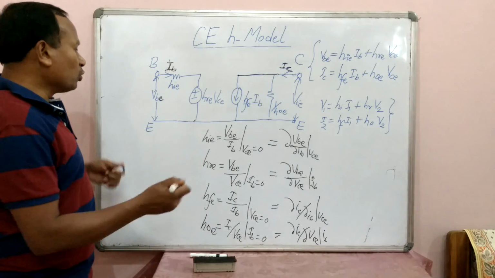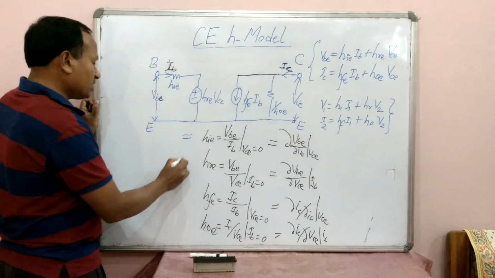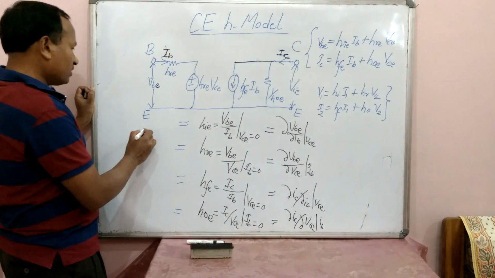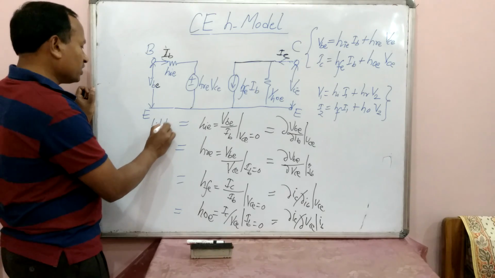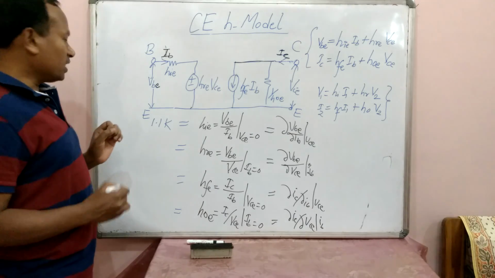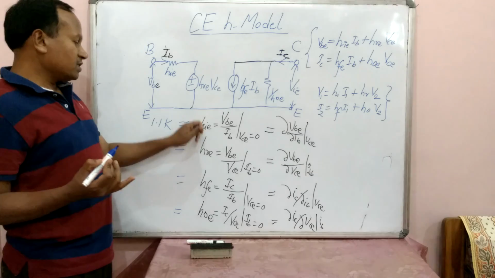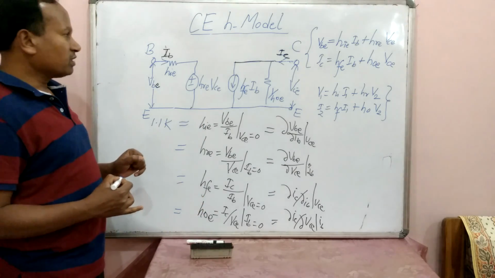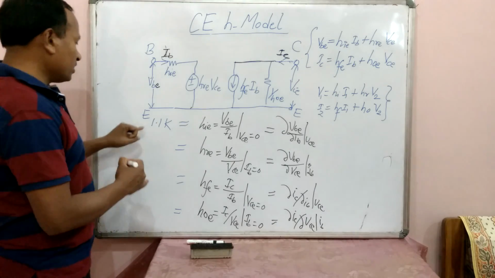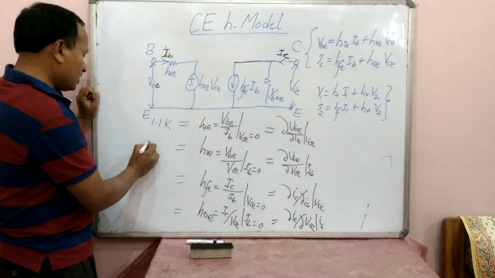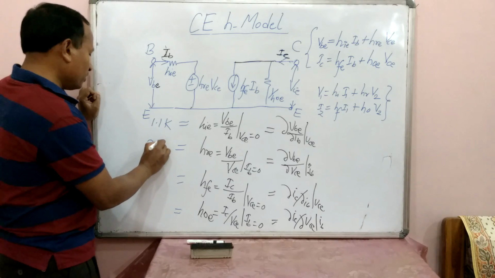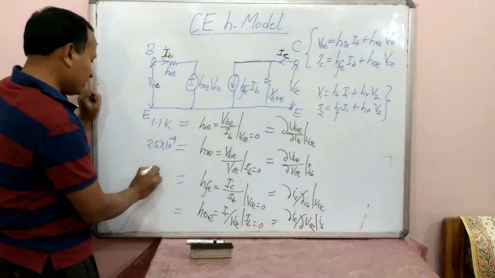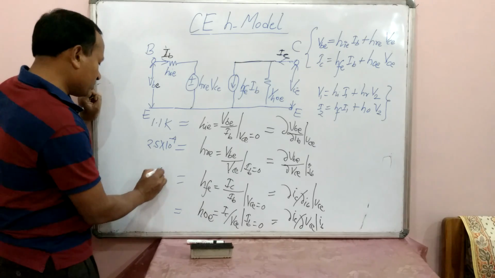If you look at the standard values of these hybrid parameters, generally in the problems in competitive examinations these values are given. If they are not given, the standard values for IC equal to 1.3 milliampere are: HIE is 1.1K, HRE is 2.5 into 10 to the power minus 4, obviously with no unit, and HFE is 50.